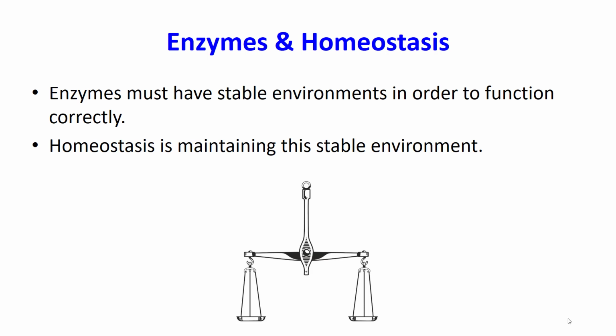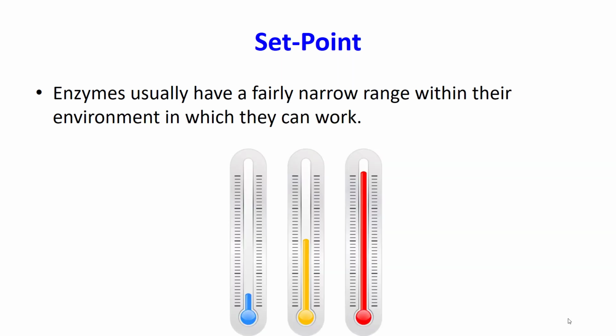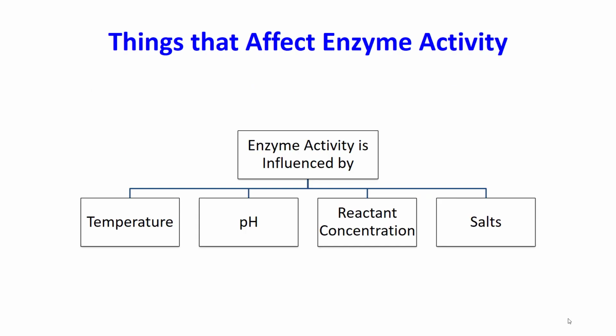So, enzymes must have a stable environment in order to function correctly. And homeostasis is all about maintaining this stable environment. So enzymes usually have a fairly narrow range within their environment that they can actually operate at. We call this the set point. So what are some things that affect enzyme activity? Well, temperature is critical. Acid and base level, we call that pH. Salts, and even the amount of reactants needed to perform the chemical reaction can influence the activity.